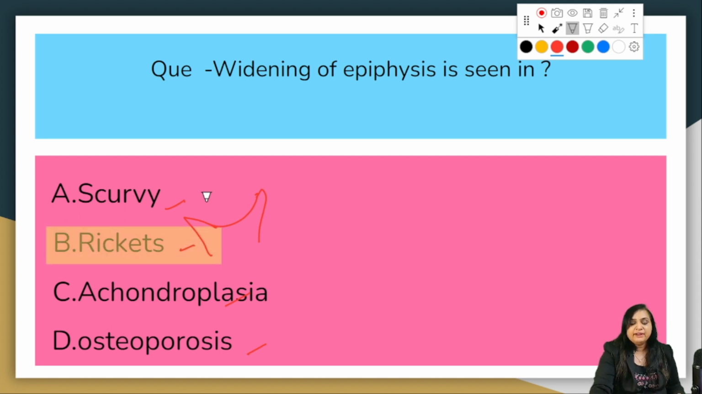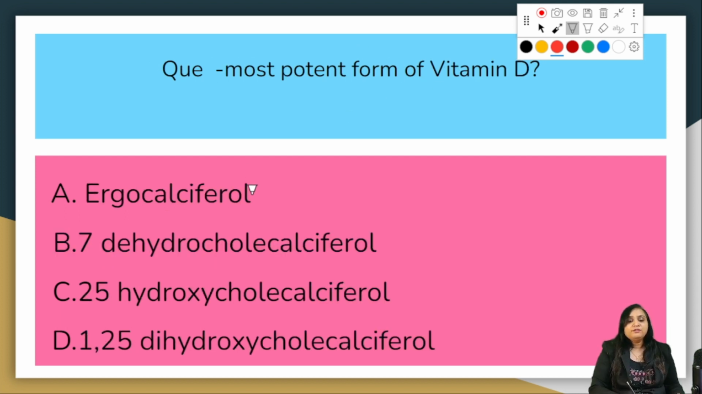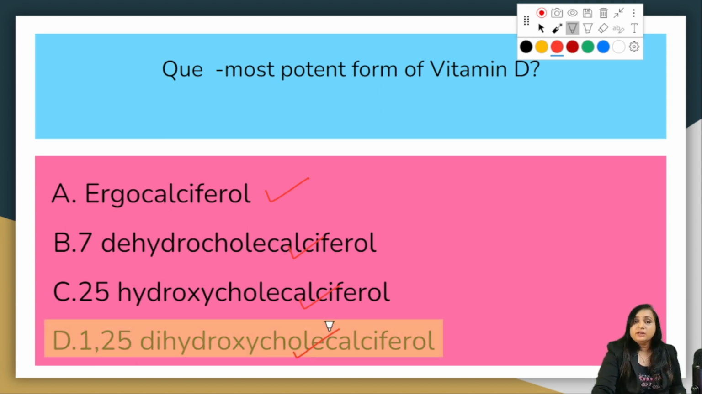It's a very classical finding. Next, the most potent form of vitamin D: ergocalciferol, 7-dehydrocholesterol, 25-hydroxycholecalciferol, and 1,25-dihydroxycholecalciferol. This is also just a revision. The correct answer is option D, calcitriol or 1,25-dihydroxycholecalciferol.